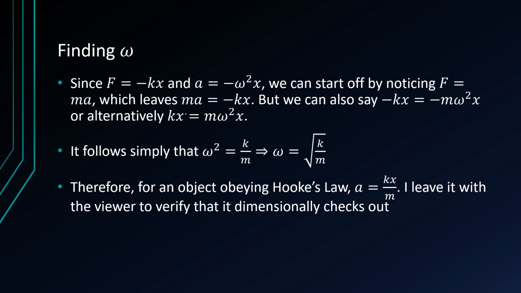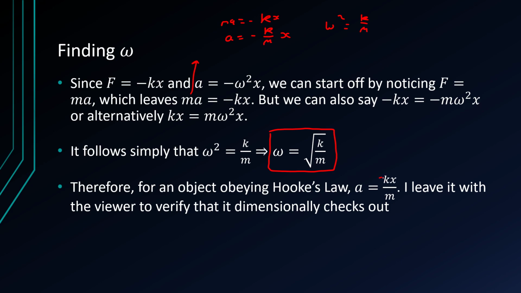And then, of course, we can divide both sides by the x's, divide by the m, or you can actually just go from this step, so ma is negative kx, dividing by the m, and I'm going to write it like this. And so we can write omega squared is k divided by m, which will again get us this relationship here, that omega is the square root of k over m.